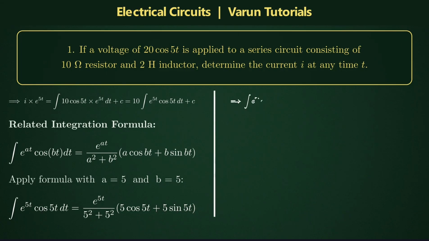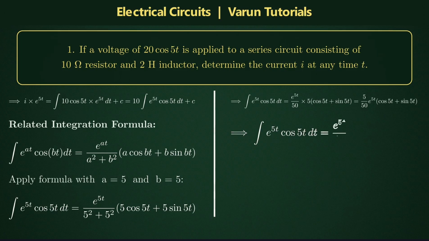Simplifying the denominator gives 50. We also factor out 5 from the brackets, giving 5 over 50 times e to the 5t times the sum of cosine 5t and sine 5t. Reducing the fraction, 5 over 50 simplifies to 1/10, so the integral is e to the 5t over 10 times the sum of cosine 5t and sine 5t.